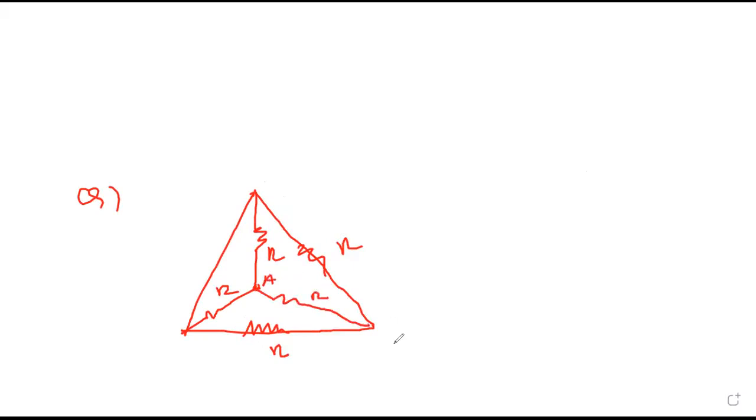This point is A, this point is B. We want the resultant between A and B. This time the options are 2R, R, R by 3 and 4R. So try this one. A bit complicated, just check.